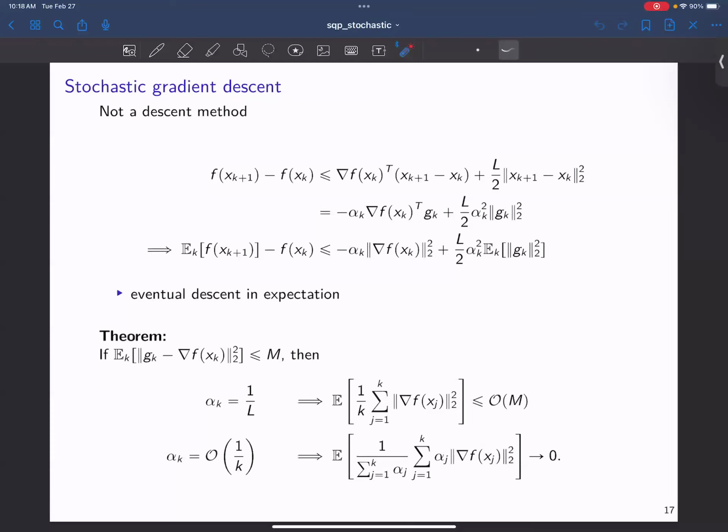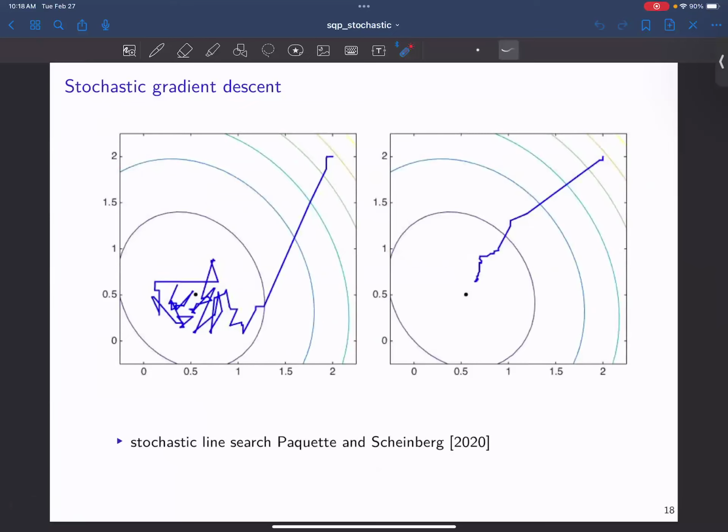And then we have the following well-known result. First, we assume that the variance of the gradient is bounded, let's say by M. Then we have two situations. If the step size parameter is fixed at 1 over L, then our KKT residual in expectation is going to be within a ball of radius of size M, M being the variance of this gradient. And if the step size decays to 0, we have convergence to a stationary point in expectation. So roughly we have two settings. If the step size is bounded by a constant, we'll converge to a neighborhood of a stationary point, and then we will oscillate there. And if we decay the step size, we will eventually converge to the stationary point.